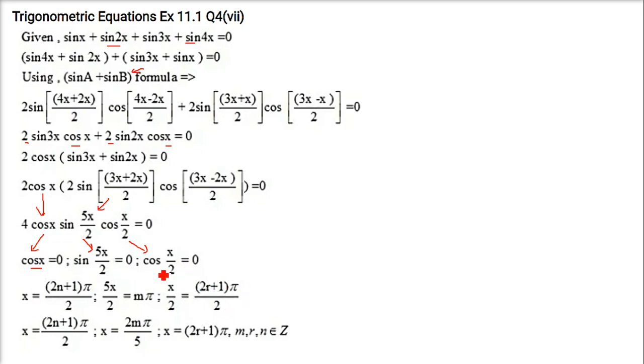Why have we used r? Because n and m we have already used. You can use k also. So these are the results. You have to multiply this one both sides by 2 by 5, you get this one, and 2 gets cancelled. So this is 2r plus 1 into pi.